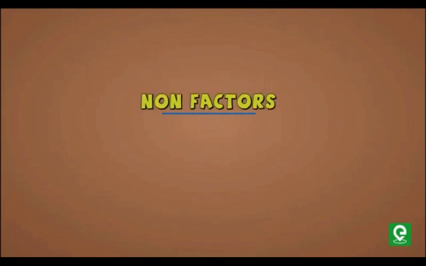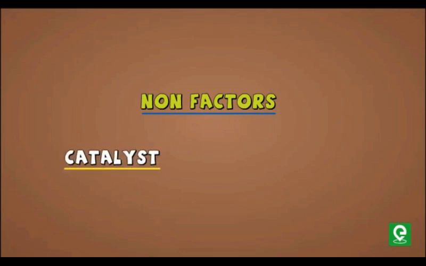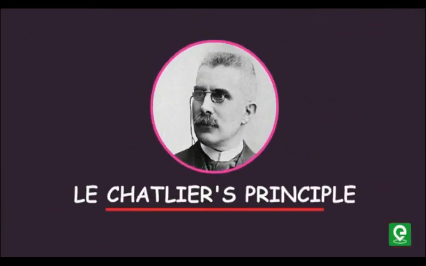There are certain non-factors which, if introduced in a system at equilibrium, have no impact on equilibrium. Catalysts, for example, impact both forward as well as backward reactions equally. Similarly, inert gases also have no impact on equilibrium. That's all you need to know about chemical equilibrium.